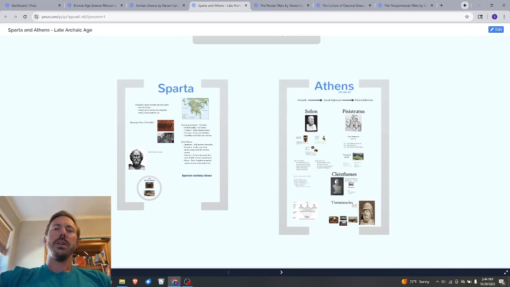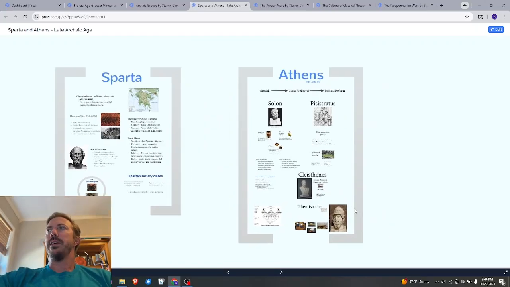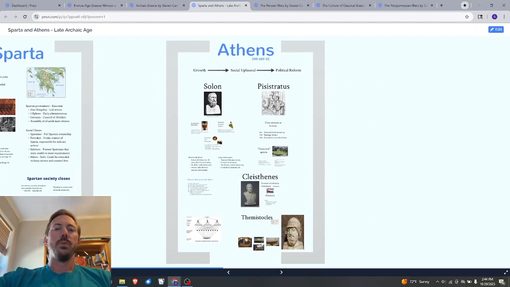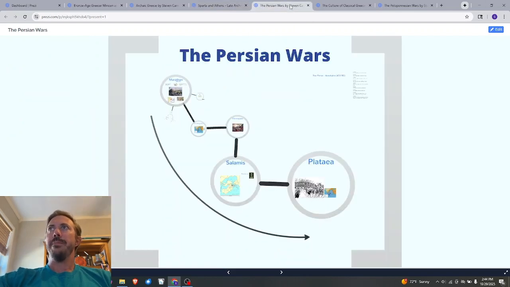We looked at the reforms of Lycurgus and how he developed Sparta into a militarized state. And then we looked at the reforms of Solon, Pisistratus, and Cleisthenes, and how they formed Athens into a democratic city-state. And then we finally looked at Themistocles, who really was responsible for the building of the Athenian navy, which we will take a closer look at today.